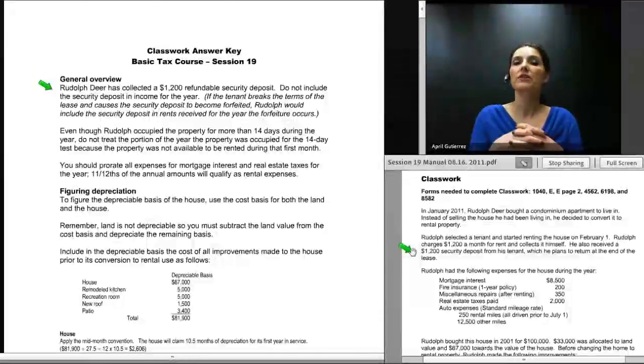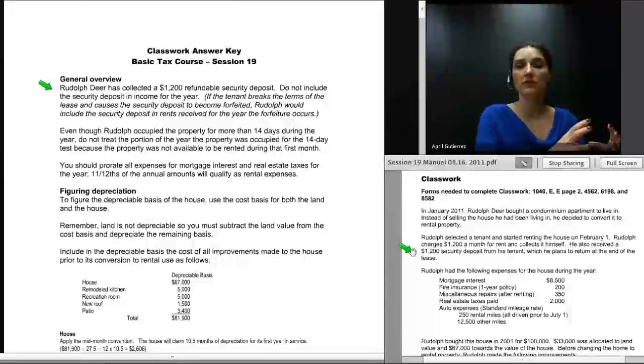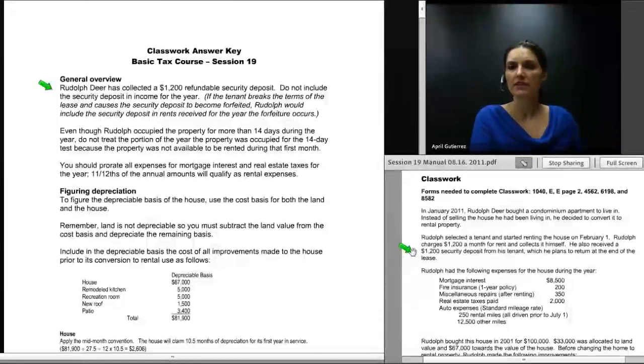So a refundable security deposit that is taken in by a landlord is not income to the landlord. It would only become income to the landlord when it is forfeited. So Rudolph collected $1,200 of deposit. He does not include that in income. So how much income does he have? Well, he rented the house for 11 months, February through December, at a rate of $1,200 per month. So you simply go 1,200 times 11, and you're going to get the amount of rental income that he had.